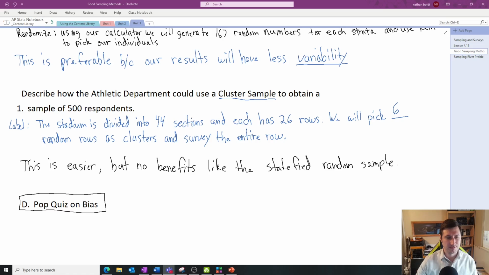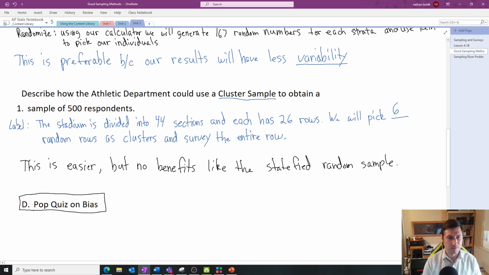First of all, I had a question. Go for it. So for the cluster, why did we choose 6 random rows? What was the thought process behind choosing exactly 6? Does that make sense? Yeah, I got you. So a little bit of math there. I wanted 500 people.